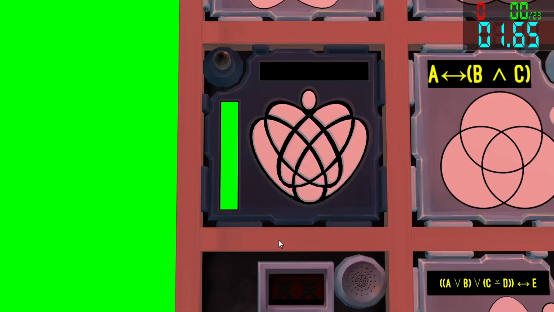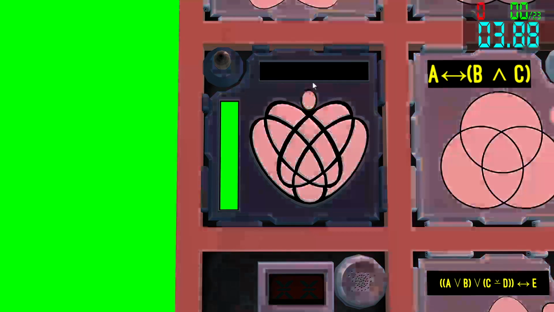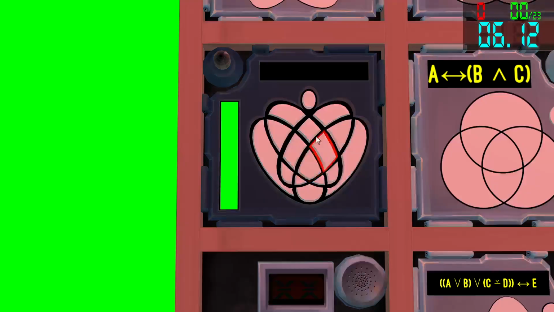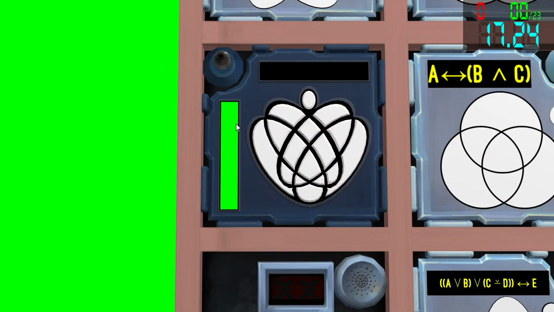Once you activate the module by clicking any of these sectors, a Boolean expression will appear on the top, and you need to press all the ones that equate to true before the timer runs out. You have 30 seconds to do it all.